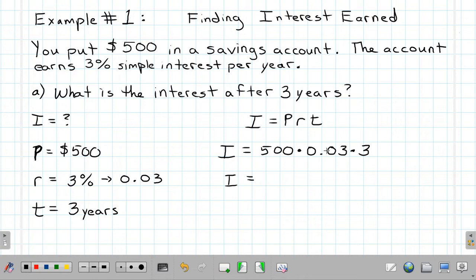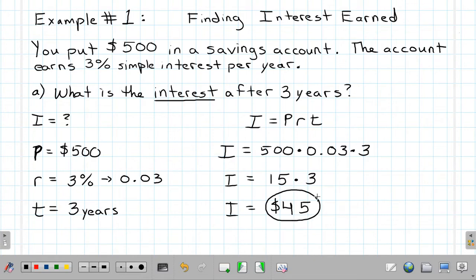Let's see. 500 times 0.03, and then times 3. If we do order of operations here, we technically go from left to right. So 500 times 0.03 is 15, times 3. And then 15 times 3 is equal to 45. But once again, we're looking for interest, so this is $45, okay? So just the interest after 3 years is $45.